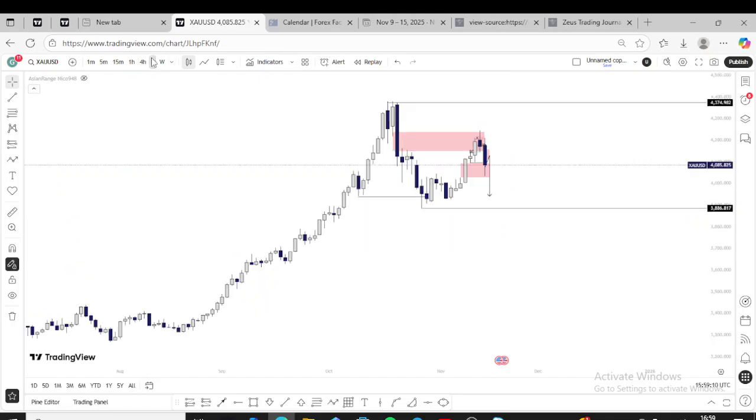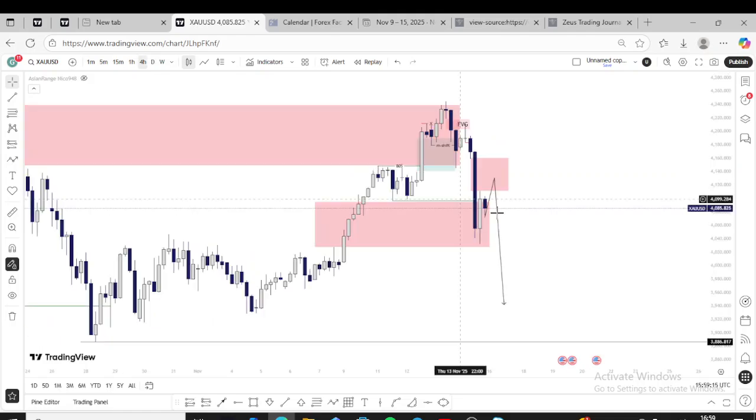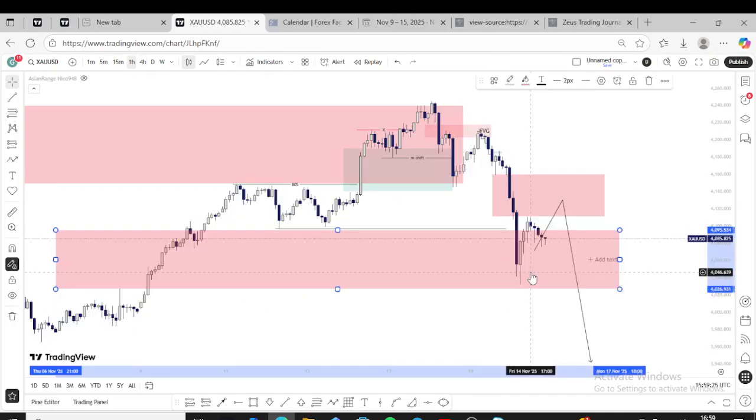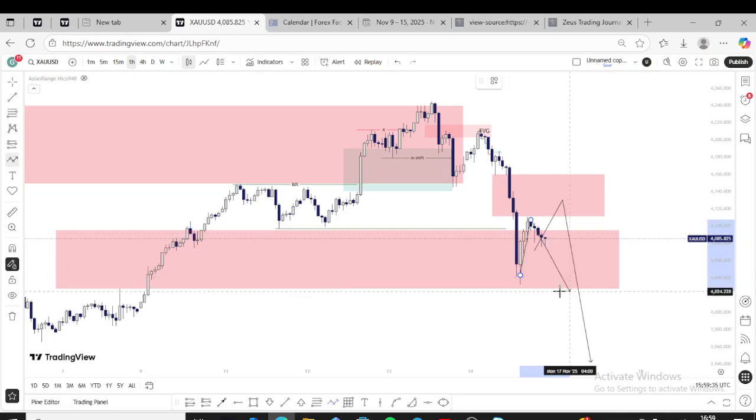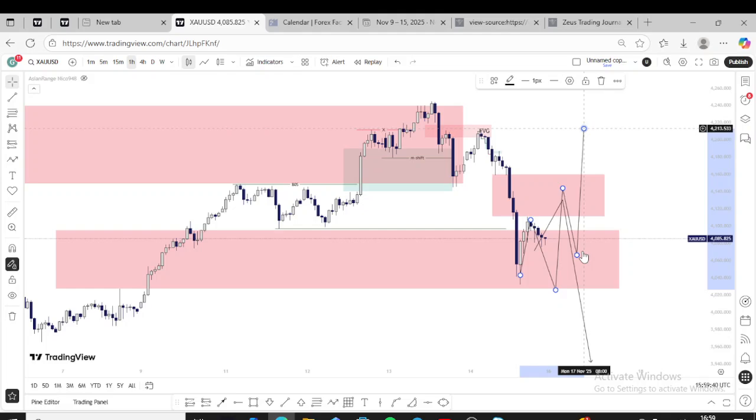So if that gets invalidated, we would need to see the 4 hours switch bullish on the zone. 4 hours or 1 hour. If I see the 1 hour or the 4 hours switch bullish on this zone right here, let's say it gave us a bullish structure right here, I will just look for buys, because this is the direction of the current fair value gap.